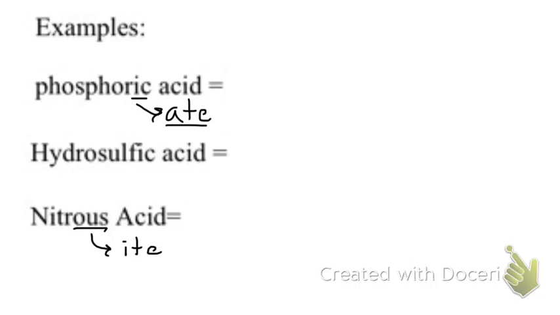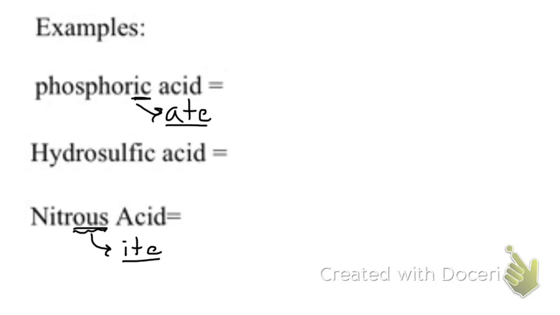A way you can remember this is a little mnemonic device. If you ate the whole cake, you got sick. So if it's an ate polyatomic ion, it's an ic acid. But if you take a little bite, it's delicious. If it's an ite polyatomic ion, it's an ous acid. So if you ate the whole cake, you get sick. If you take a little bite, it's delicious.